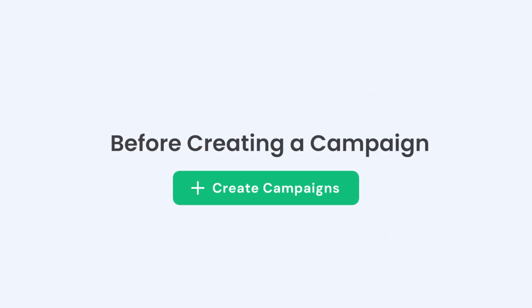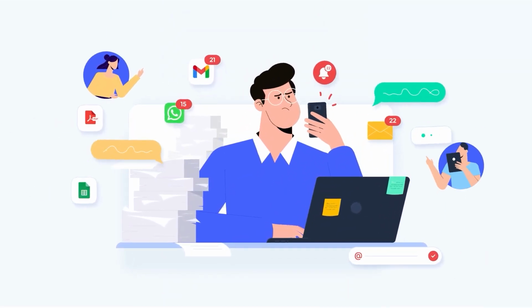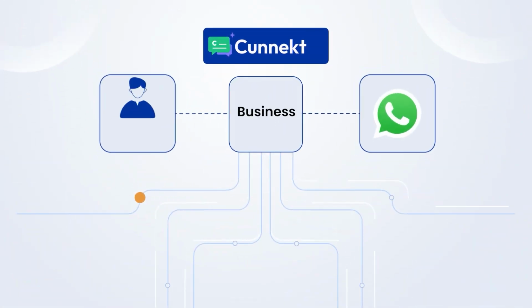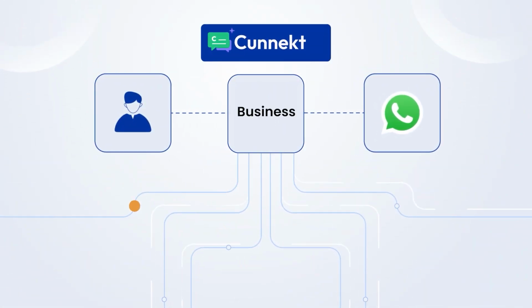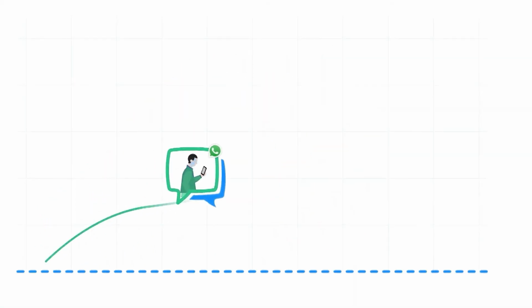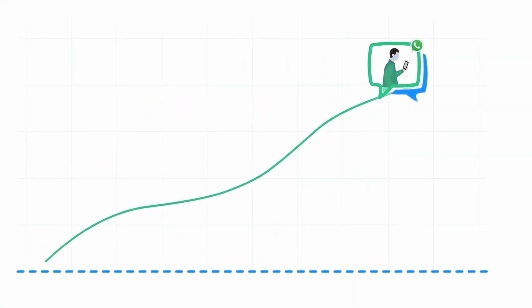Before creating a campaign, two things need to be in place. 1. Sender's number should be onboarded on Cunnekt. 2. Your daily messaging limit decides how many contacts you can reach in a single day.